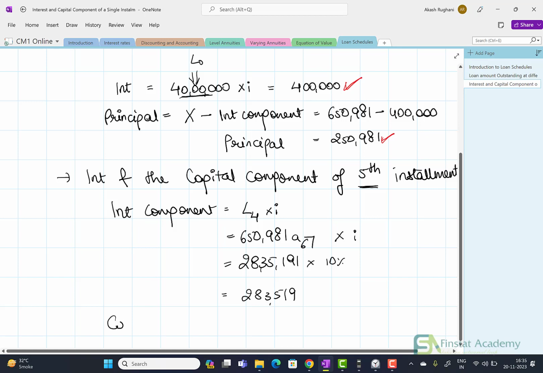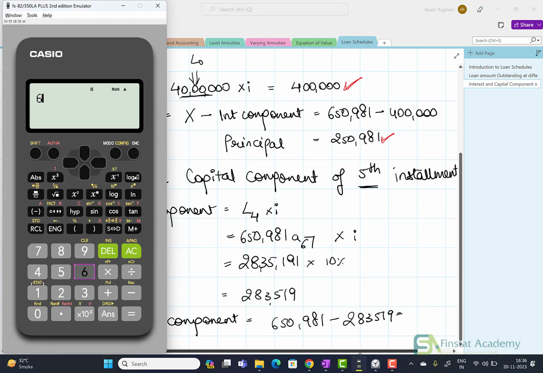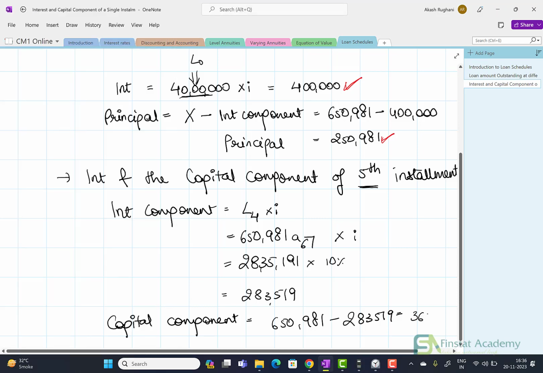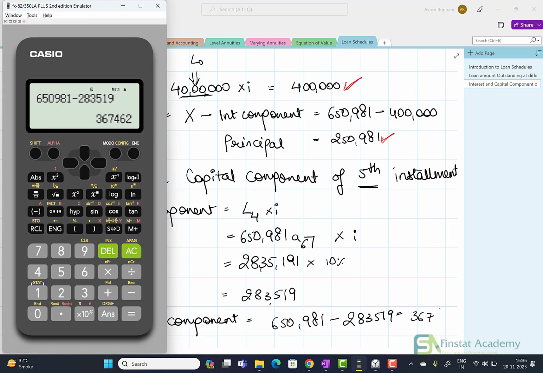My capital component is the balancing figure. Again, x, which is 6,50,981 minus the interest component 2,83,519. Yeah, I'll do that. 6,50,981 minus 2,83,519 is 3,67,462.